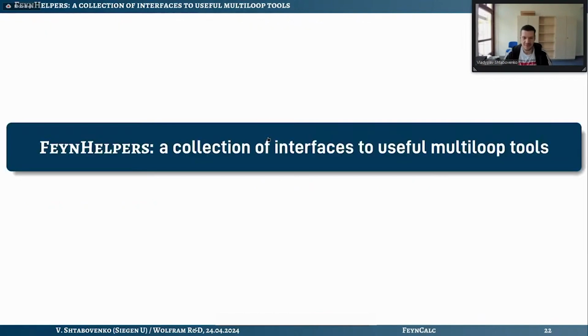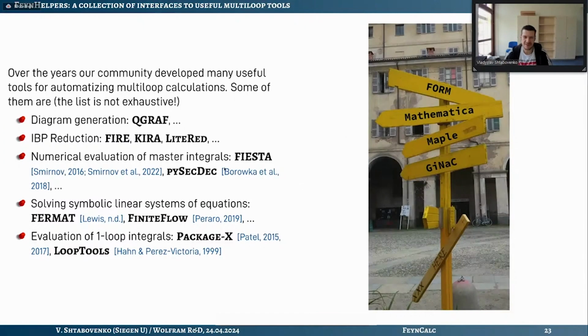Okay, now let me say a few words about this other thing, basically about an extension of FeynCalc called FeynHelpers, which is the collection of interfaces to other useful tools. So the idea behind this approach is the following. Basically, there are a lot of tools that have been developed for the purpose of loop calculations by our community. I mean, here I'm showing only a few of them. There are, of course, much more.